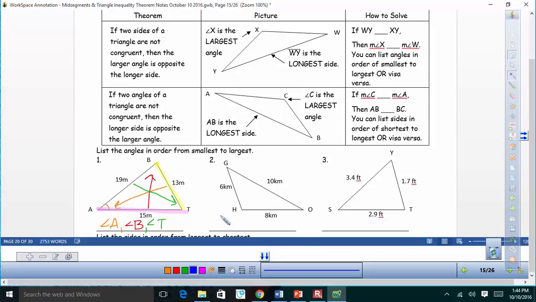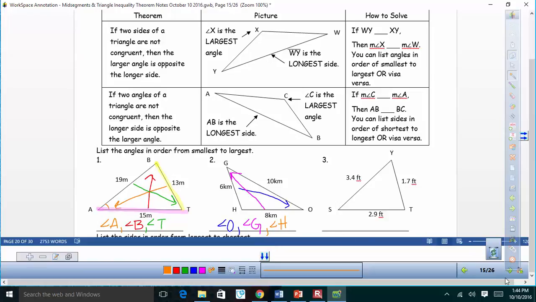So which angle would be my smallest angle? Angle O. How do we know angle O is the smallest? It's across from my smallest side. Okay, and then what's the next biggest angle? Angle G, because it's across from 8. And so that means that angle H is my biggest. Is that pretty simple?